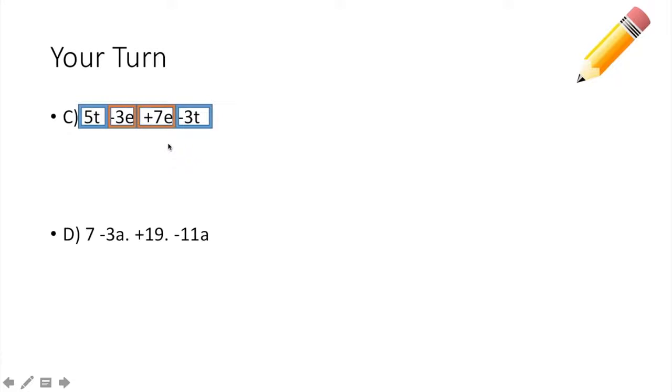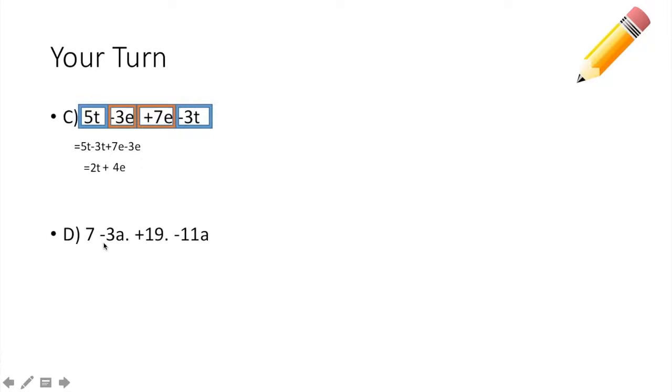The second step is to put them in order, so they are next to each other. So 5t minus 3t are next to each other, plus 7e minus 3e, and they are next to each other. So now we are going to work out the answer to this expression. So 5t minus 3t is equivalent to 2t, and then you have your plus symbol there. 7e minus 3e, which is equivalent to 4e. Hopefully you got that as your answer.